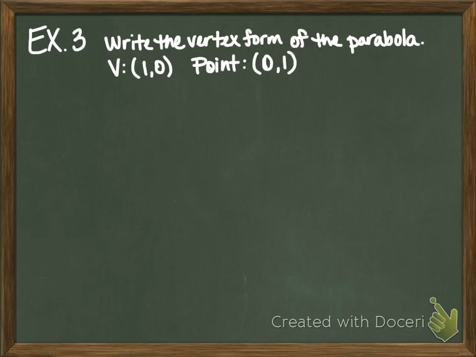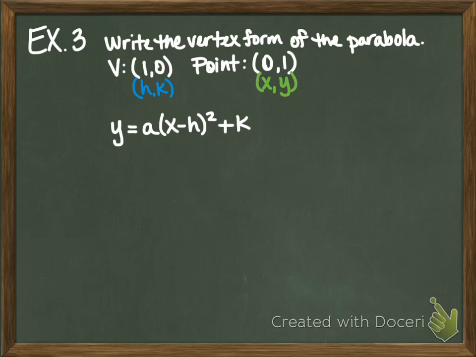Okay, now for example 3, we're supposed to write the vertex form of the parabola, and we are given the vertex at 1, 0 and the point 0, 1 that goes through the parabola. Your vertex is always h, k, and an ordered pair is always an x, y. If I look at the vertex form of the parabola, y equals a times (x minus h) squared plus k, the only thing I don't have is the a.